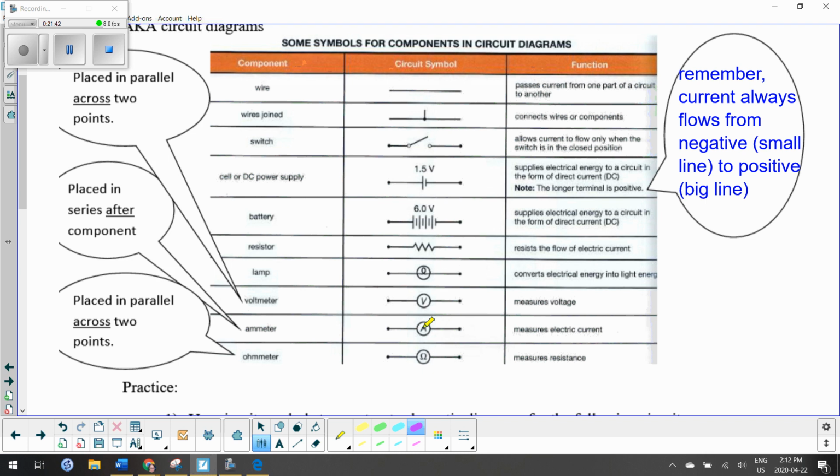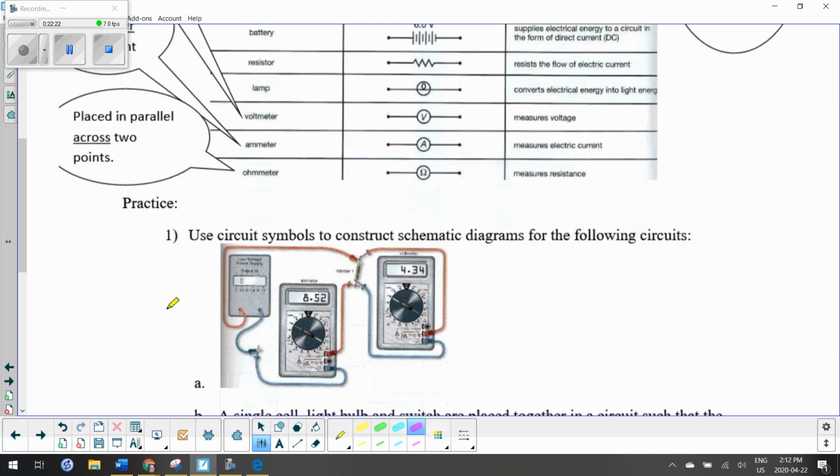Voltmeter, ammeter, and ohm meter are represented by the symbols for the specific volts, amps, and ohms. A voltmeter is placed in parallel across 2 points. An ammeter is placed after the component because you want to measure what it's actually measuring, and it's directly within the circuit. An ohm meter is placed in parallel across 2 points as well. So voltmeter and ohm meter have to be placed in parallel. Ammeter is placed in series.